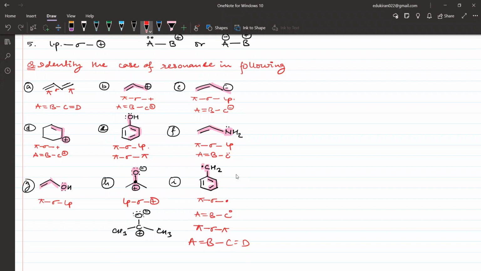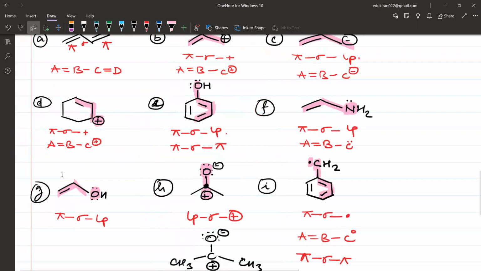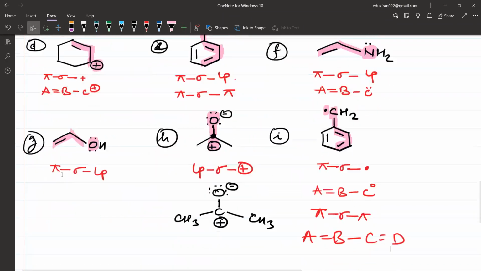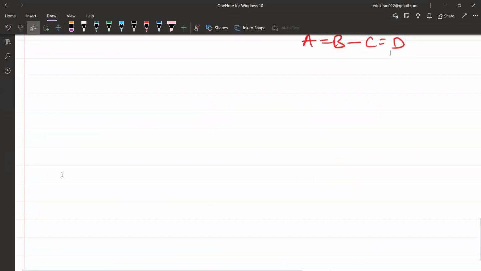Now, the next question is how we identify the cases of resonance, and how to make the resonating structures. Okay, so we'll look case by case. Look at the first case.